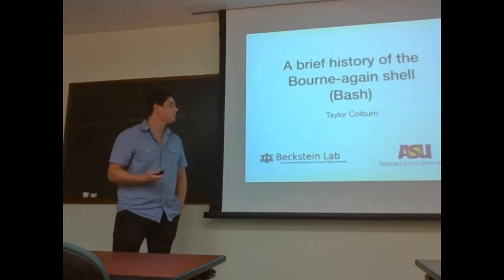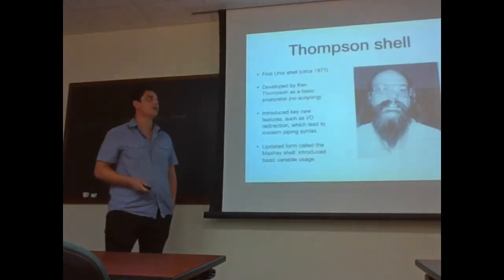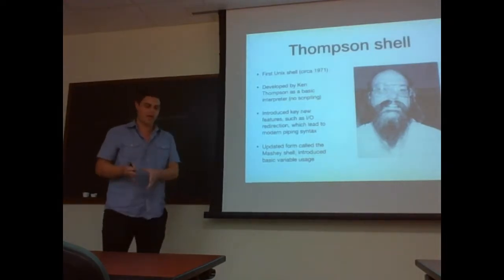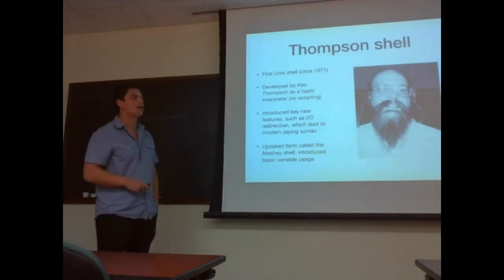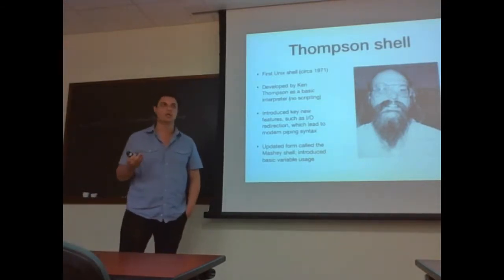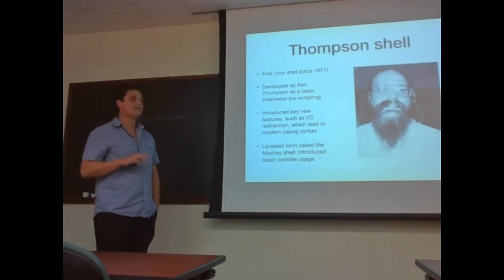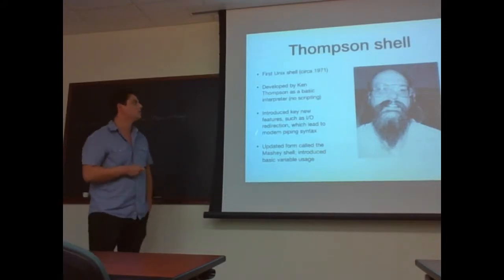So first things first, we go through this brief history. The predecessor, the original thing that came before both the Bourne shell and the Bourne Again shell, was the Thompson shell, sort of the most basic first Unix shell. It came out in 1971. It was developed by Ken Thompson. That's the name, Thompson shell. And it's basically just an interpreter, no real scripting setup for it. So very bare bones.